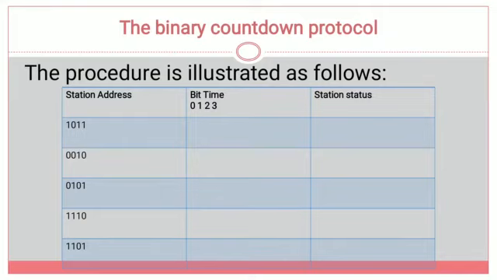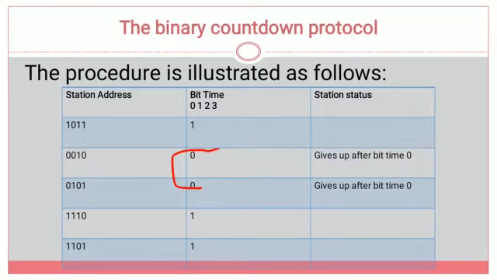Here is the same example. 5 different station addresses are written in binary. The first time we take the first bits in these values. The first bit in the binary address of each station is 1, 0, 0, 1, 1. When 0, 0 is there, those two stations give up after the first bit time, because those two are 0.